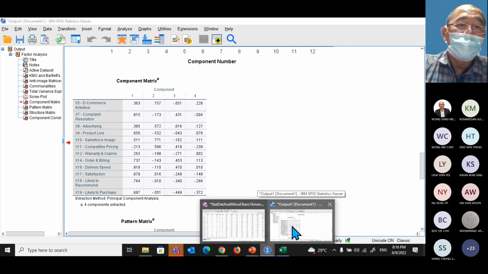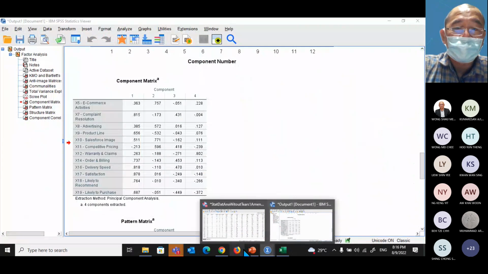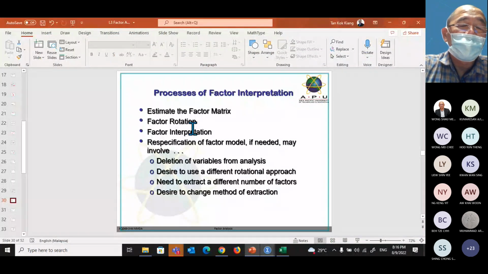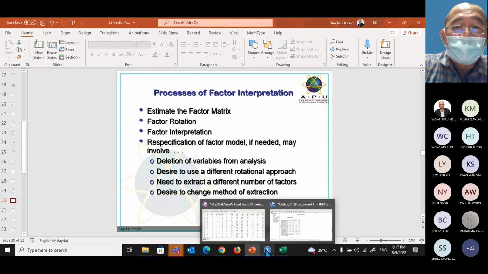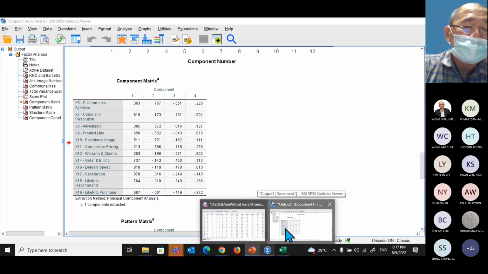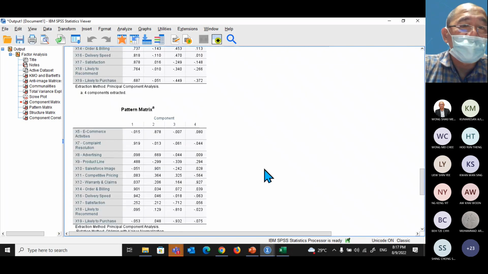So this is step 1, we get the component matrix. And then we see factor rotation. For factor rotation, we have one more part to discuss, but we see it in the show. The concept we can see later, but we see the rotation now.